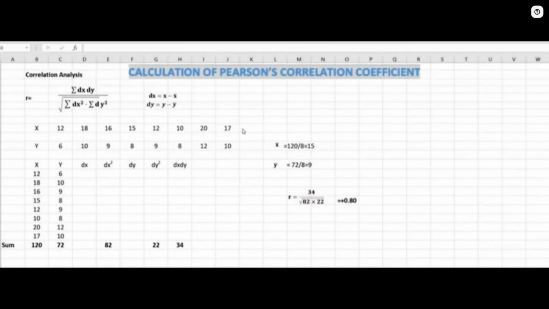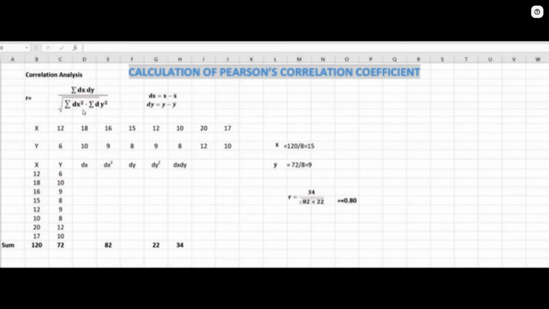So we have two series of data, X and Y, and we have to calculate the correlation coefficient. This is the formula, denoted by r, the correlation coefficient for a sample. It is equal to sigma dx dy by root of sigma dx square into sigma dy square, where dx is x minus x bar and dy is y minus y bar. For simplicity's sake, it is given as dx dy.